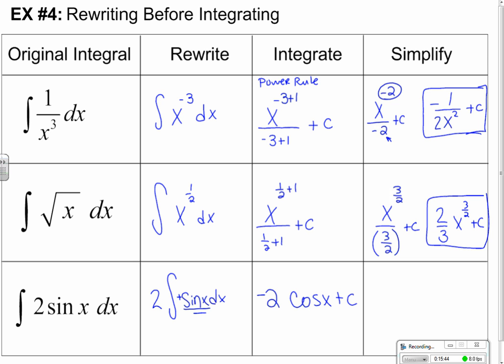If you look on your integration chart there, you'll notice that the antiderivative of sine is negative cosine. And there's my final answer. Negative 2 cosine x plus c. Perhaps you'd rather see this negative attached right there because that was the antiderivative of sine. But then we'd still simplify out to that.